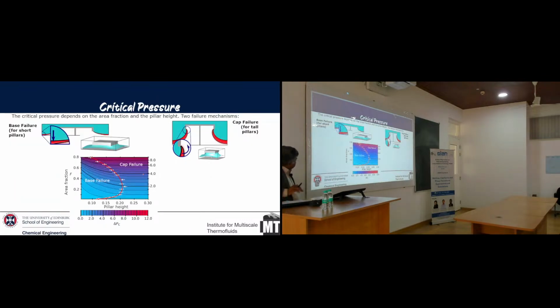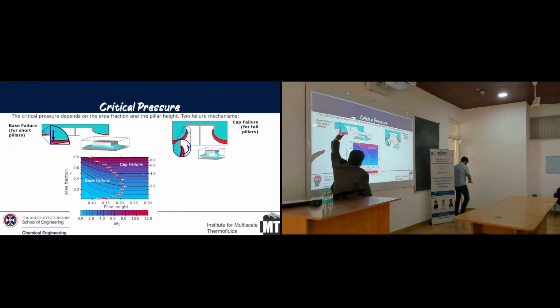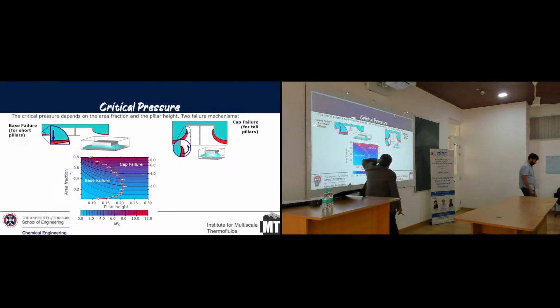Again, these are the types of failures which we look into. If you have a very flat or a short pillar, you will have a failure which is occurring from the bottom actually. That is when it starts wetting from there. What we call that is a base failure. The other one, which is there for tall pillars, is from the cap.